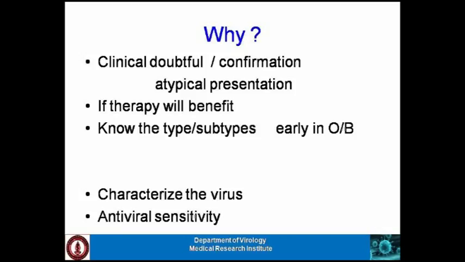So we need, especially in risk factor groups and atypical presentations, a laboratory confirmation, if therapy will benefit. These are actually IDSA guidelines, the Infectious Diseases Society of America guidelines. And of course, not only in an outbreak but in normal non-outbreak situations also, especially early in the disease, we try to determine what type and what subtype is currently circulating.